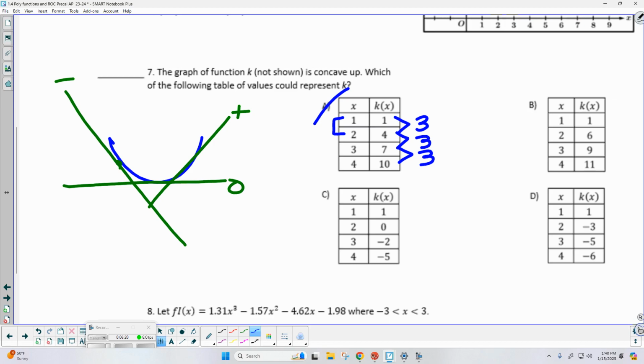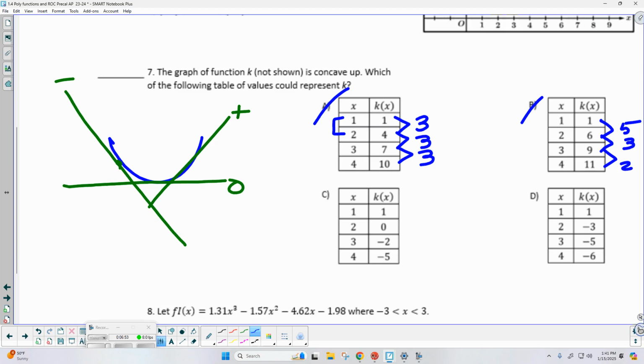If I were to try B, same thing. Let's see. 6 minus 1, that's going to give me 5. 9 minus 6 will give me 3. 11 minus 9 will give me 2. So 5, 3, 2, so we do have different slopes, but it's decreasing. The slope is getting smaller. Okay, so that was the way that I went into that problem.